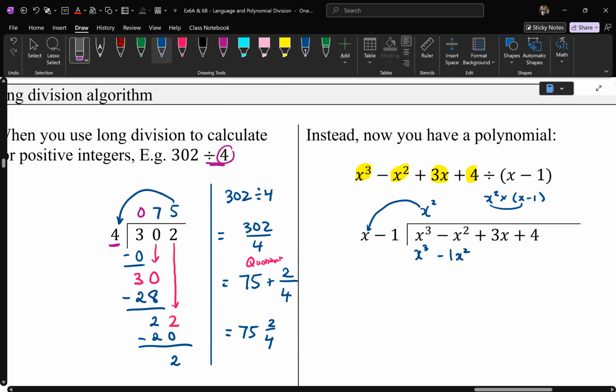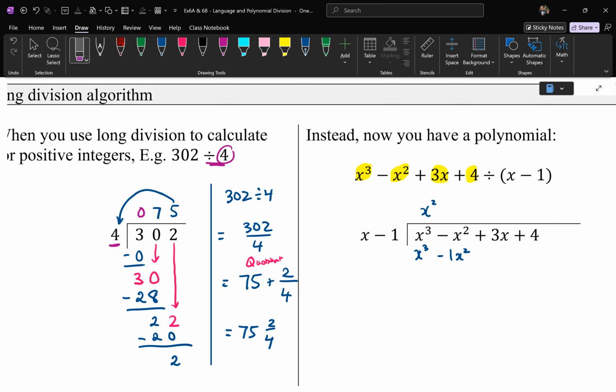So I'm just writing exactly the same things that you would have done over here. You said 0 times 4, then I'm doing x squared times x minus 1. 0 times 4 gave you 0. So I wrote x squared times x minus 1 gives me x cubed minus 1x squared. Find the remainder. How do you find the remainder? Subtract the top and the bottom line. So here we go. Let's subtract them.